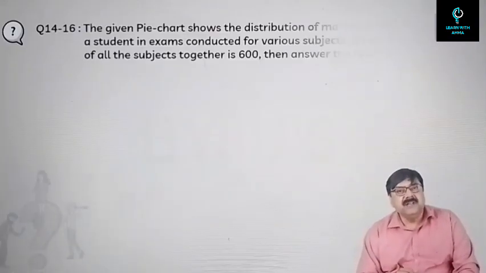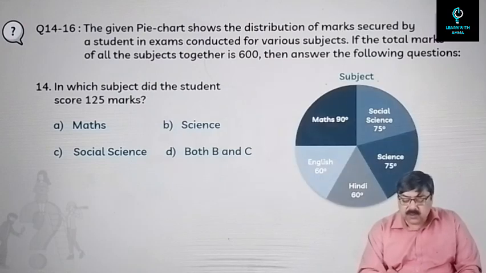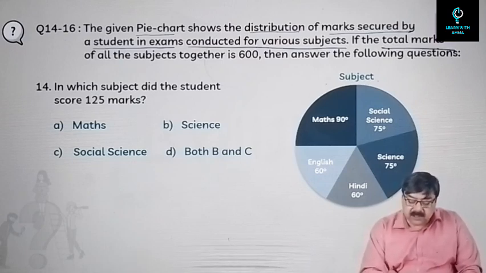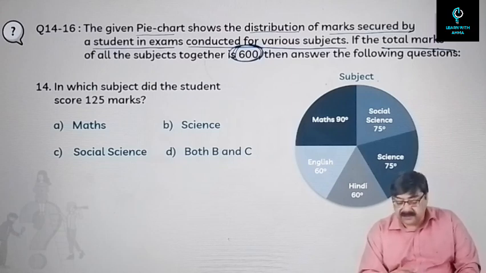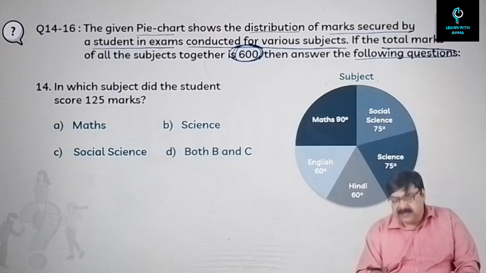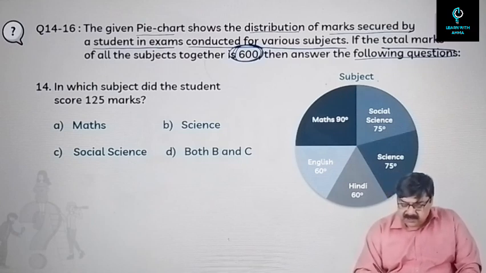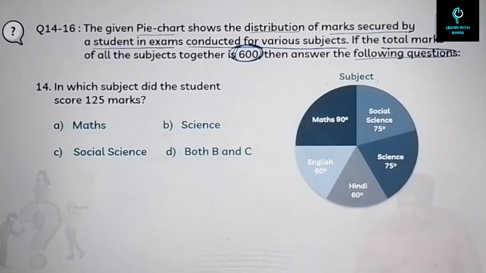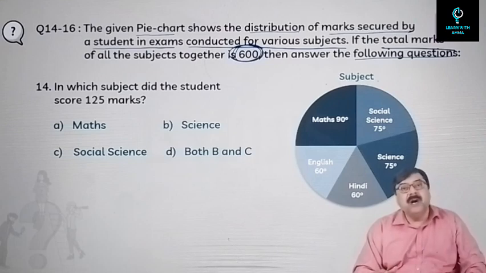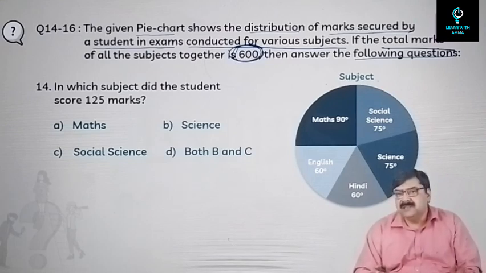Now look at this pie chart. The given pie chart shows the distribution of marks secured by a student in exams conducted for various subjects. If the total marks of all the subjects together is 600, it's already given, then answer the following questions. Now let's have a look at the pie chart. Subjects are mentioned: maths, English, Hindi, science, social science, and the portions are indicated in degrees. So you need not immediately convert these degrees into percentages, that's not required.